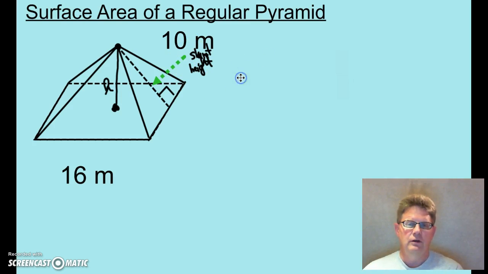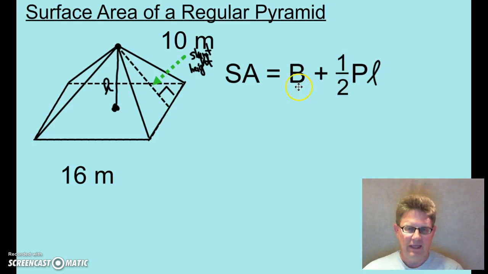So the surface area of a pyramid is always going to be B, where the capital B means the area of the base, plus 1/2 the total perimeter times the slant height. And that will be how you find the area of all of the lateral face triangles.